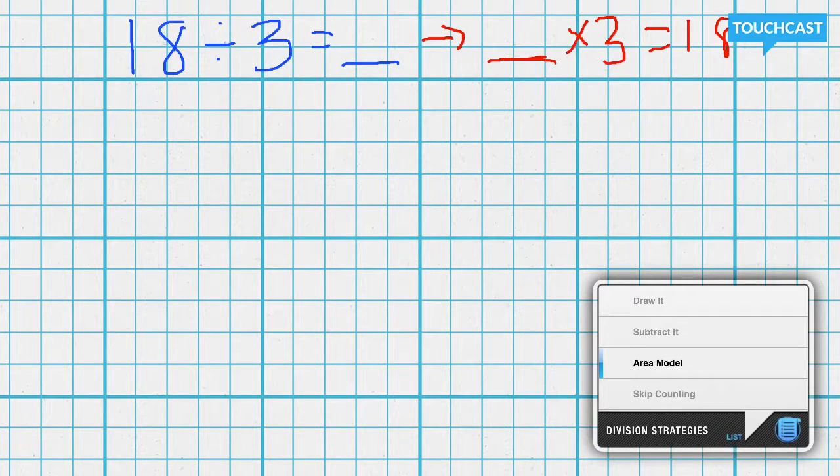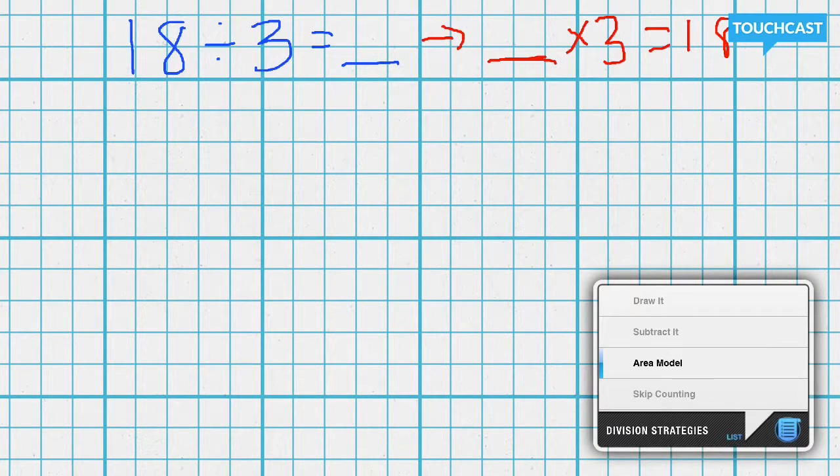Okay, and so now we are going to get started. You're going to get started drawing your area model for 18 divided by 3. Okay, go ahead and do that now. Press pause and go ahead and work on this either on your graph placemat or on a piece of paper. Go ahead and do that now. Pause this video, and once you're done, you can resume.